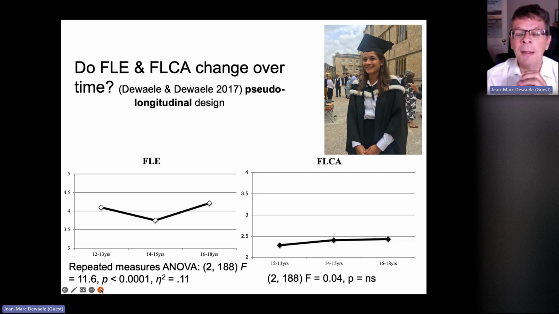So we had a pseudo-longitudinal design, meaning we compared different age groups in 2 schools of British school children. So 12, 13-year-olds, 14, 15-year-olds, 16, 18-year-olds, there were 189 of them. And as you see, there was a slight dip in enjoyment for the middle age group, which is probably linked to the fact that they were preparing for their national GCSE exams. And so the teachers were probably preparing them for the test. So there was a little dip in enjoyment there, whereas anxiety remained the same over time.